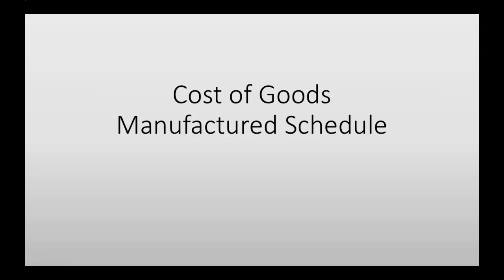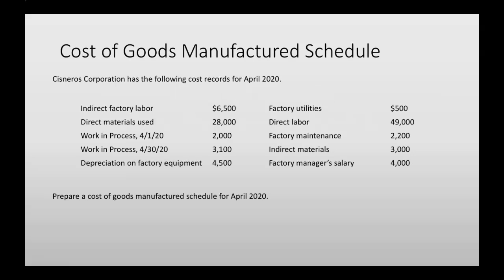Let's review how to prepare a cost of goods manufactured schedule. So this problem says Cisneros Corporation has the following cost records for April of 2020, and we're given a list. And then we need to prepare a cost of goods manufactured schedule for the month. So we have all of that information up in the upper left corner now.